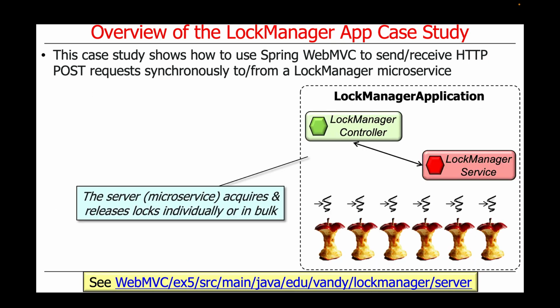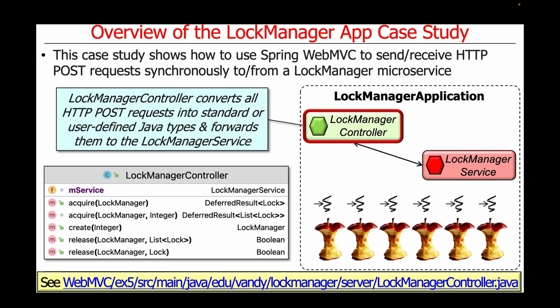The LockManager application server is a microservice that acquires and releases locks either individually or in bulk. The LockManager controller, as usual, converts all the HTTP post requests it receives into standard or user-defined Java types and forwards them to the LockManager service. As you can see in the LockManager controller interface shown below, we pass over standard types like integer and list, and we're also going to be able to pass back and pass over LockManager as well as lock. And we'll talk more about that as we go along. LockManager and lock are classes that we define.